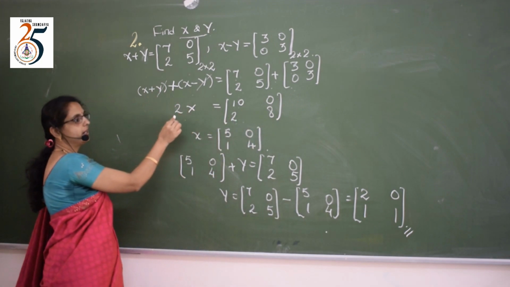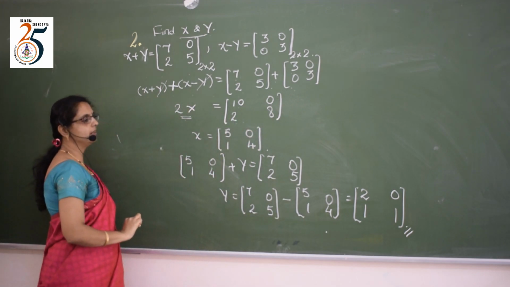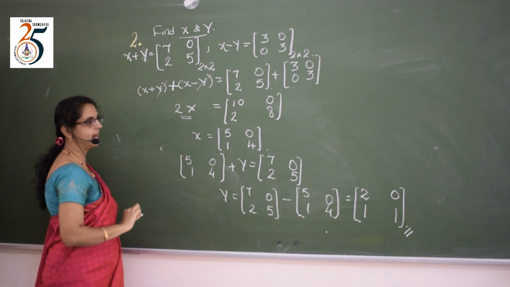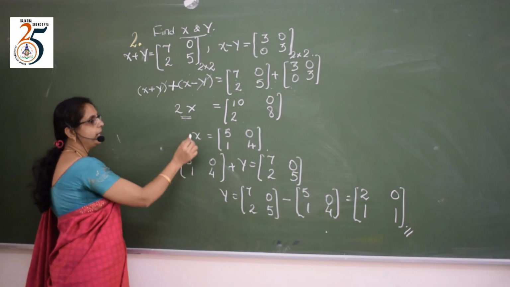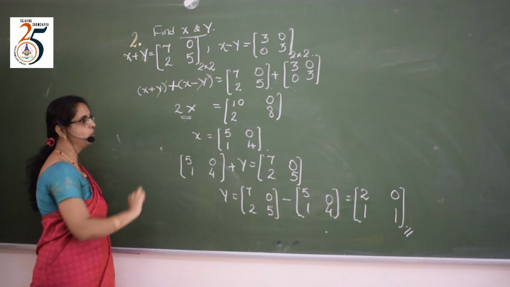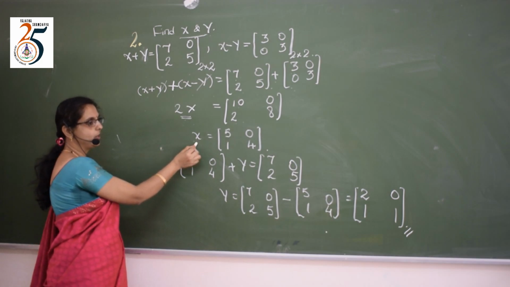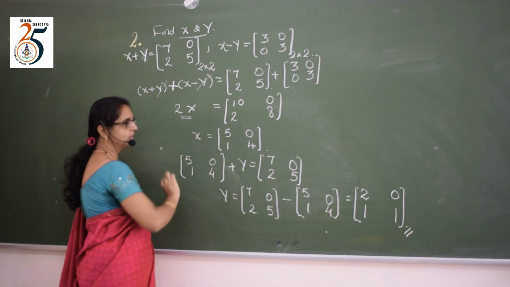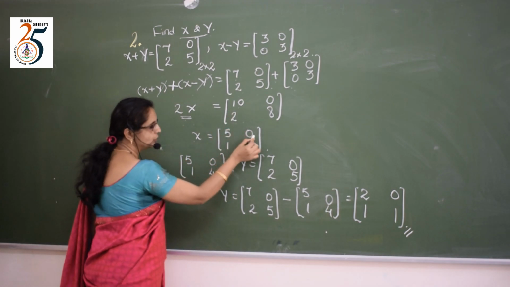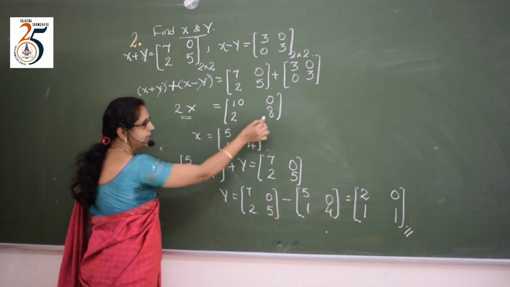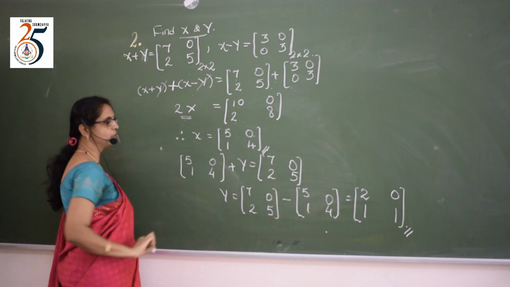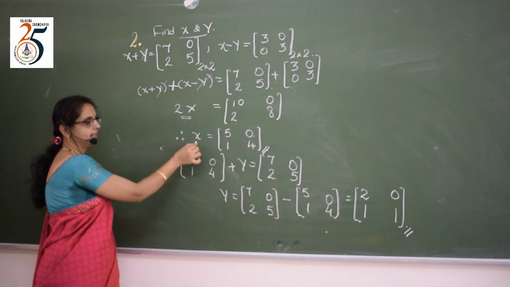Do we need the matrix 2X? No. We need the matrix X. So in order to get the matrix X using our scalar multiplication, I will divide both sides of the equation by the scalar 2. 2X will lead to only X. Then what happens? Let us check the entries of the matrix. 10 by 2 is 5, 0, 2 by 2 is 1, 8 by 2 is 4. So we have reached our first stage of the solution, obtaining the matrix X.